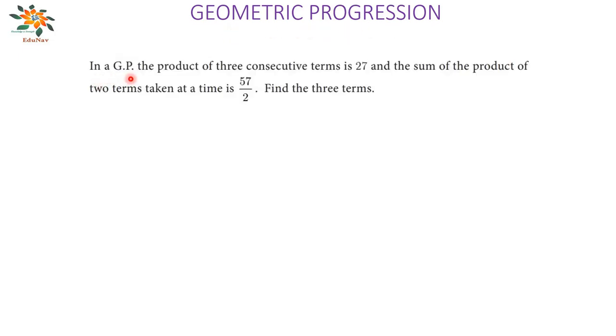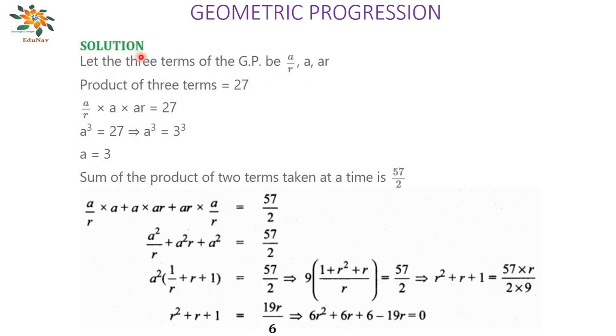Dear students, in this session we shall work one problem based on geometric progression. In a geometric progression, the product of three consecutive terms is 27 and the sum of the product of two terms taken at a time is 57/2. Find the three terms. Solution.